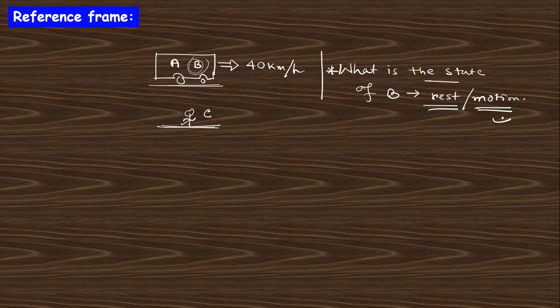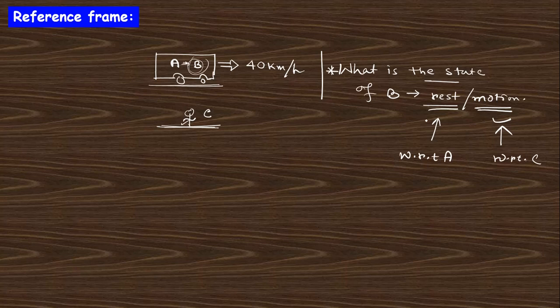But if I want to say that it is rest, why? Think with respect to A. If you are A, then the person beside you will be at rest with respect to you. So B will be at rest with respect to A, right? Similarly, B will be in motion with respect to C.